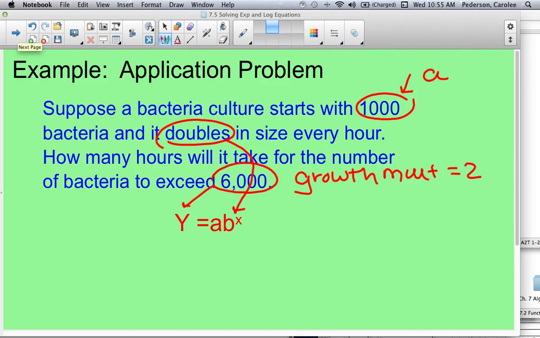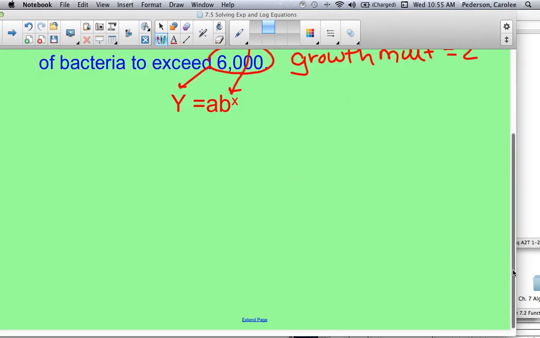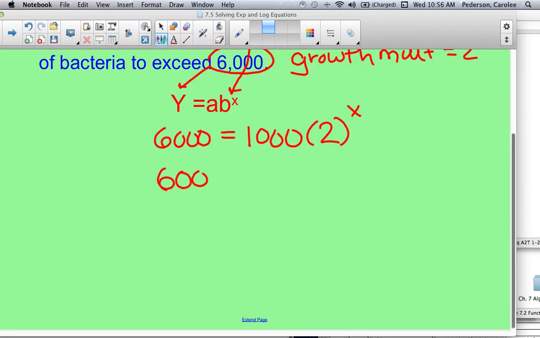So I'm going to go ahead and set up an equation and solve for the time. So again, the end bacteria is 6,000 bacteria. The initial in the problem was 1,000 bacteria. My growth rate multiplier is 2, and I'm raising it to the x power. Now we want to solve this equation for x. So the first thing we're going to do is divide both sides by 1,000. So 6,000 divided by 1,000 equals 2 raised to the x. Then 6,000 divided by 1,000 is 6.